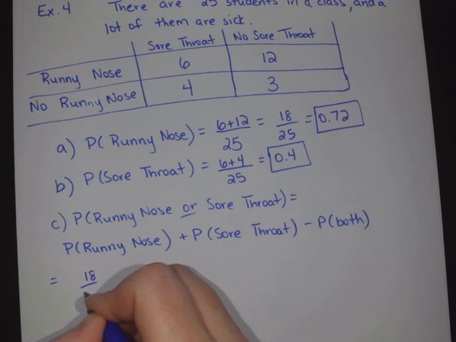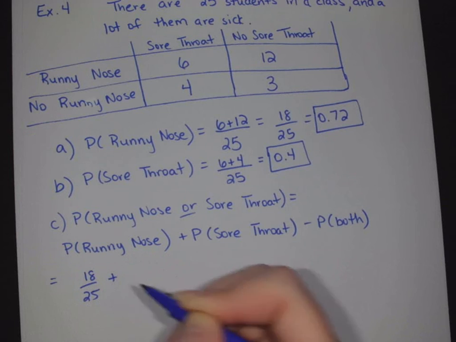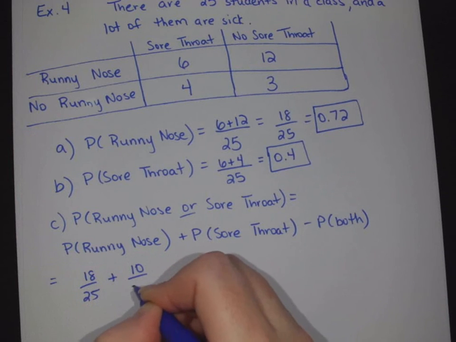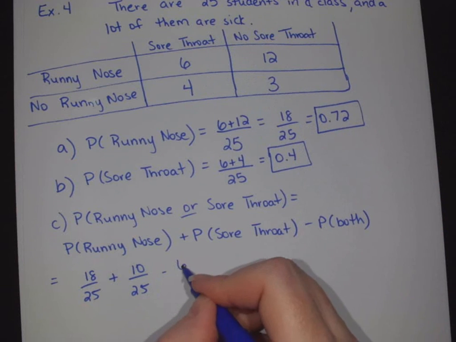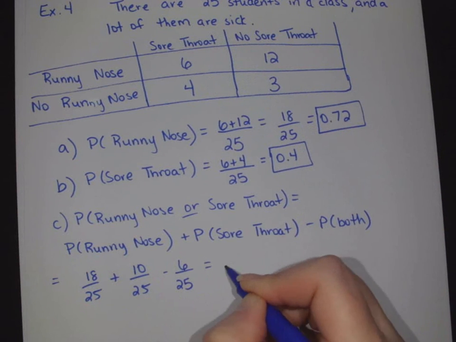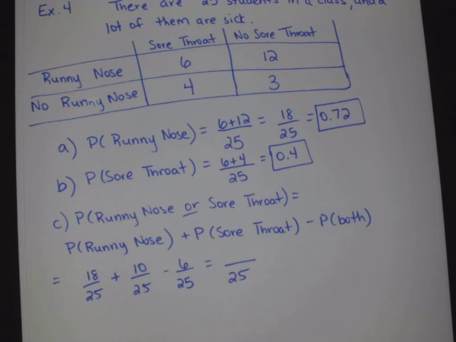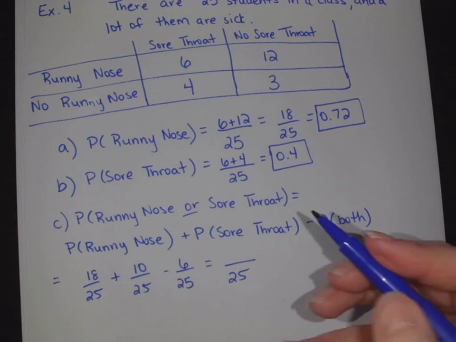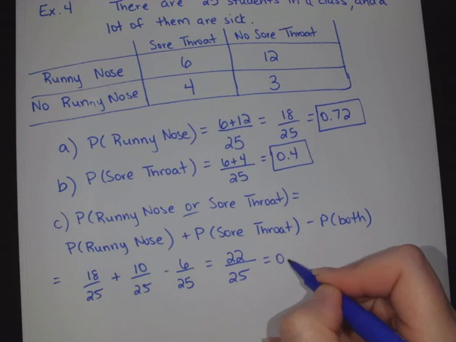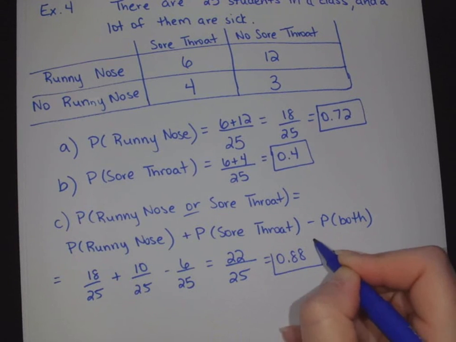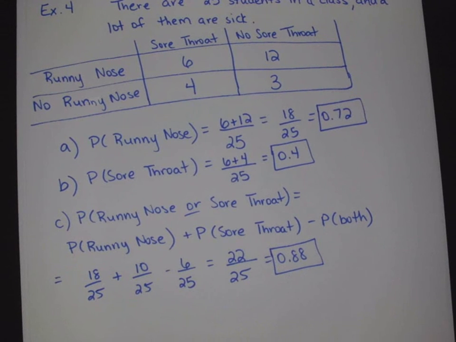18 out of 25 had the runny nose. 10 out of 25 had the sore throat. And then if you look up here, there were 6 students that have both symptoms. So again, when you add and subtract fractions, you have to have a common denominator, and that stays the same. And then you just add and subtract the top. So this would be 28, take away 6, or 22. So this comes out to be exactly 88%, or 0.88.